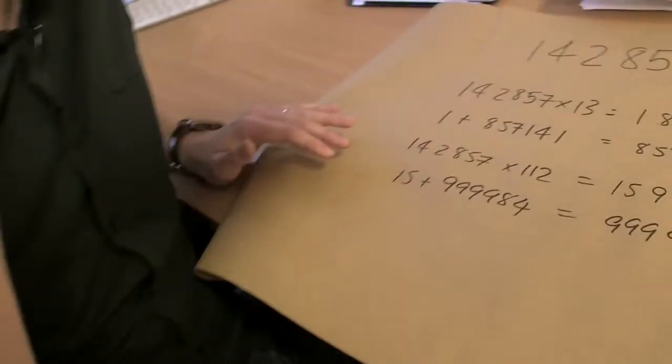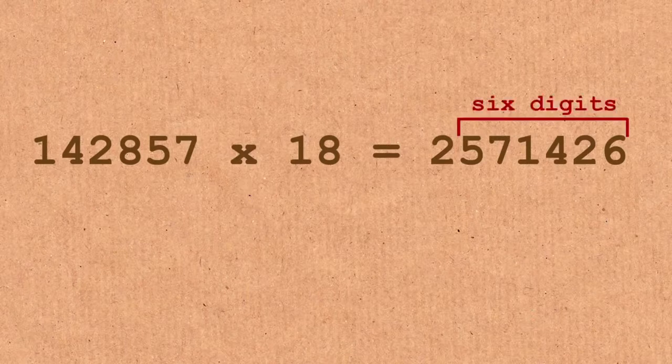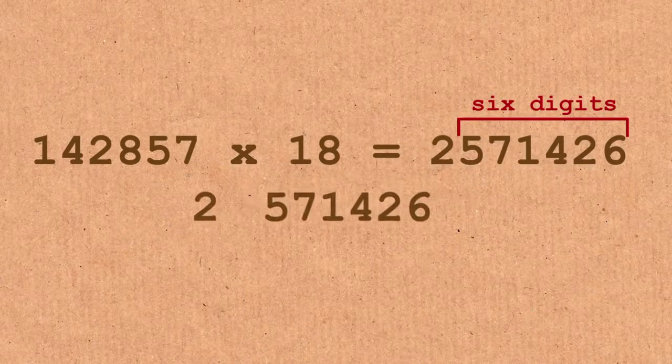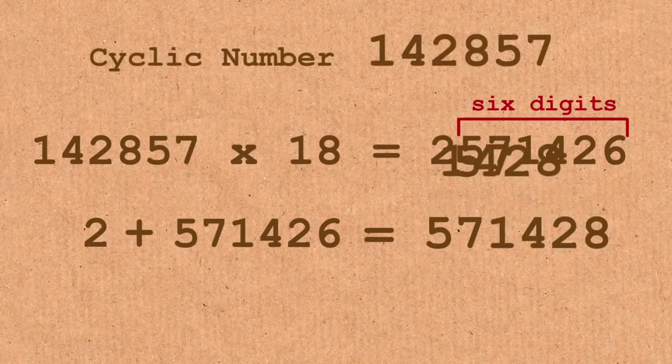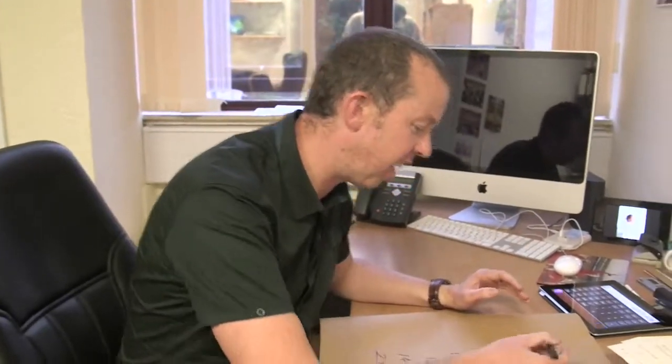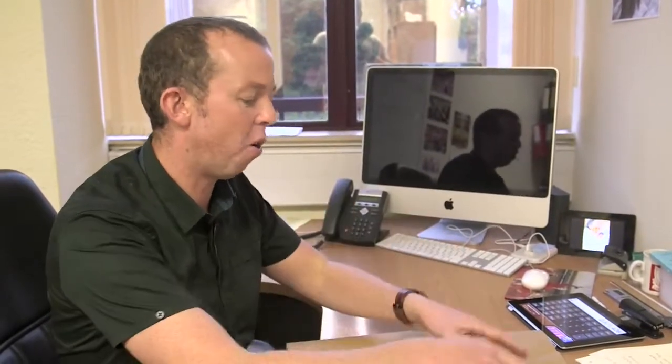Okay, we'll do one more. 18. Okay, not a multiple of 7. 2,571,426. Do the same thing. Take the last 6, and I get 571,428, which is 1,42857. If I take anything that's not a multiple of 7, and I multiply this number by it, and then do this procedure of taking the last 6 and adding the previous ones, I always get a permutation of 142,857.